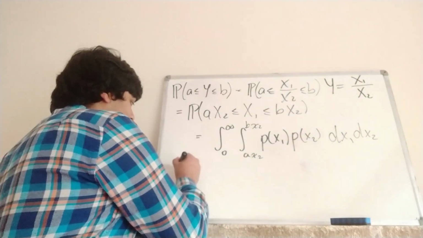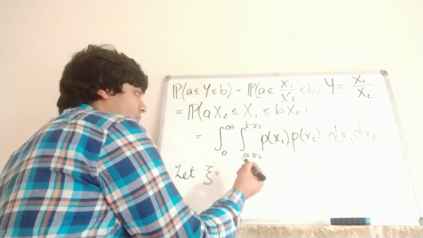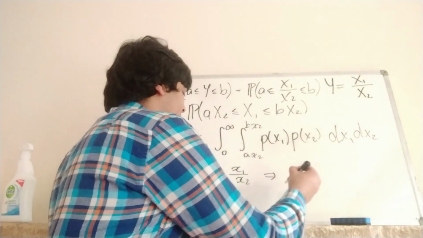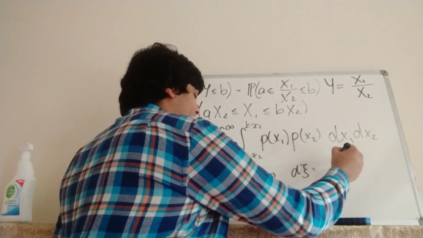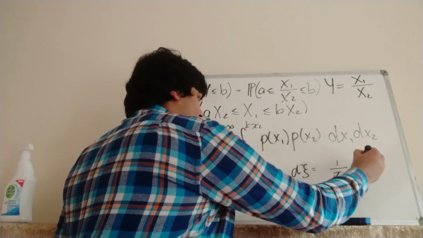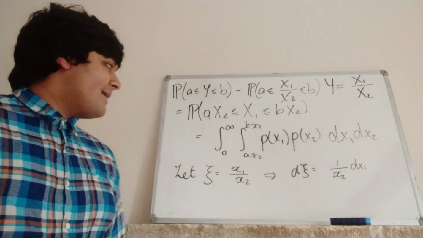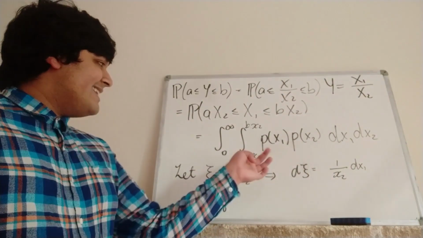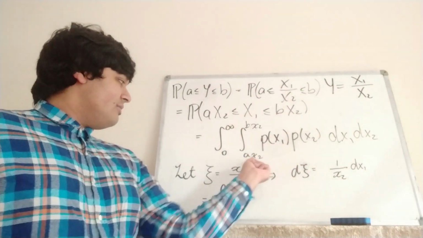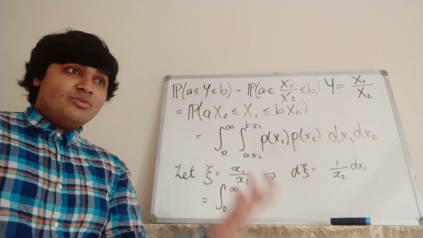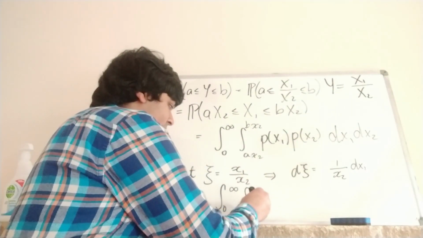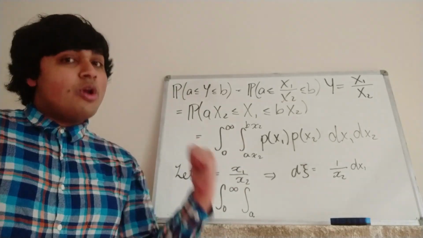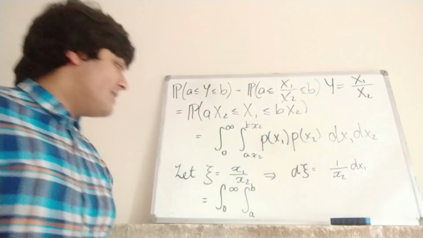So to do that, I'm just going to say let xi equal x1 over x2. Then that implies that d xi is equal to 1 over x2 dx1. Okay, so if I just plug that back into this integral, the outer integral stays the same. It's the integral from 0 to infinity. And then this inner integral, so when x1 is equal to ax2, we have that xi is equal to ax2 over x2, which is just a. And when x1 is equal to bx2, then we have that xi is equal to bx2 over x2, which is just b. So it's the integral from a to b now.